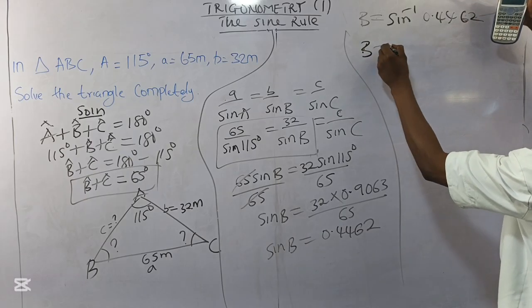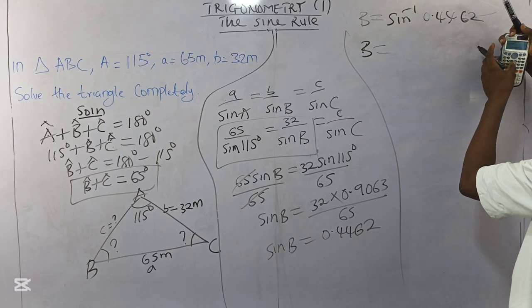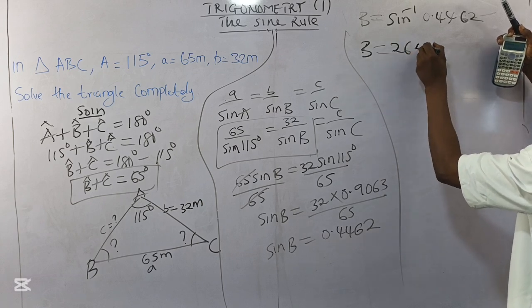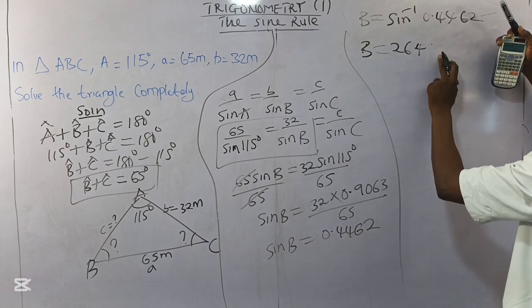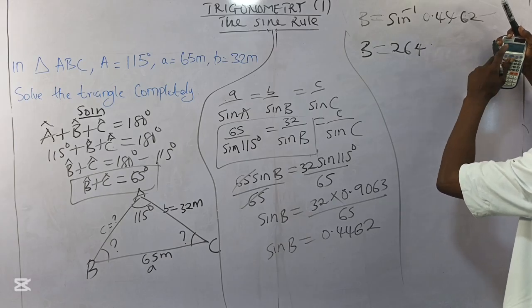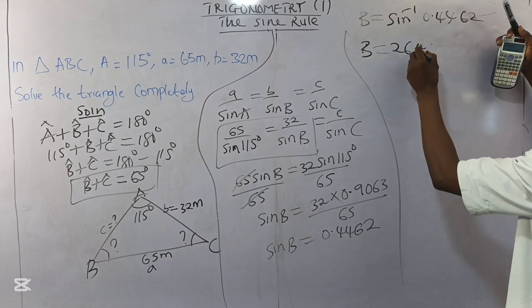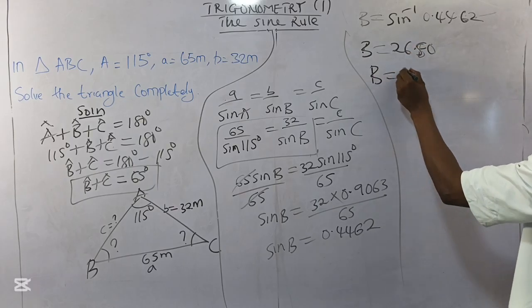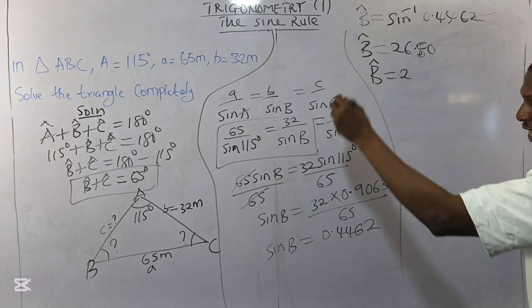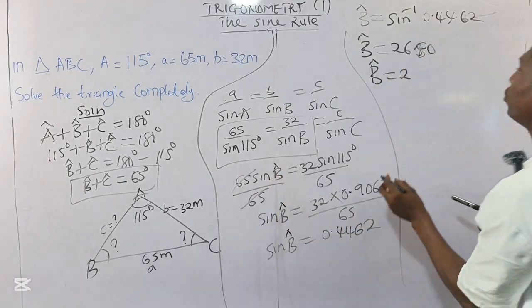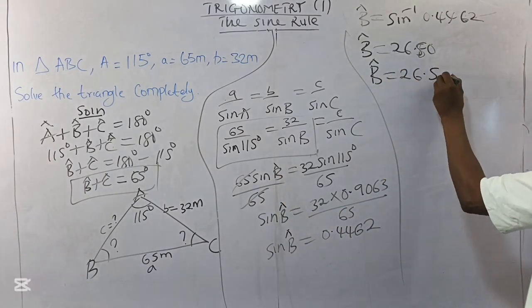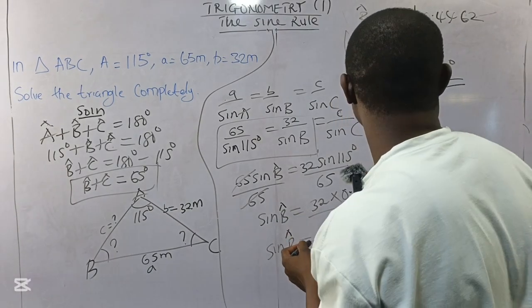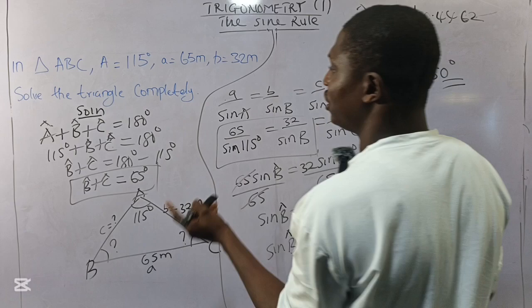And B will be equals to shift sine my value, which will give me 26.4 to 2 decimal points. 26.499 is still closer to 26.5, so it becomes 26.50 to 2 decimal points. So my angle B, please put a cap at the top to show that it's an angle, is equals to 26.50 degrees.